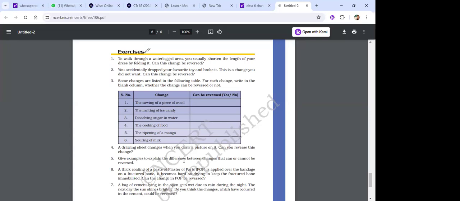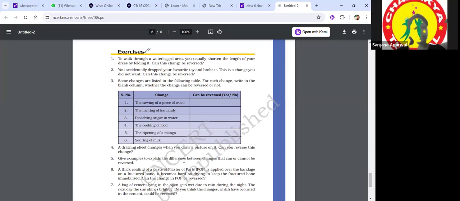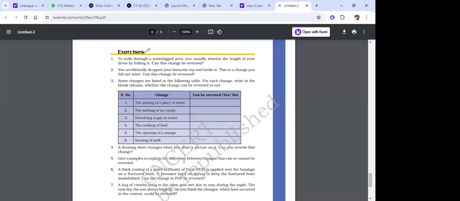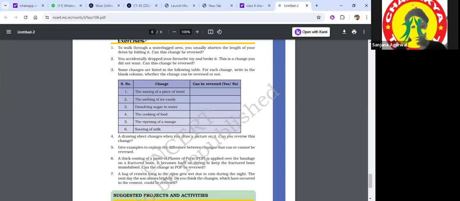Ma'am, reversible change example is, pardon, please, melting of ice. Okay. An irreversible change is formation of curd from milk. Good. Correct.